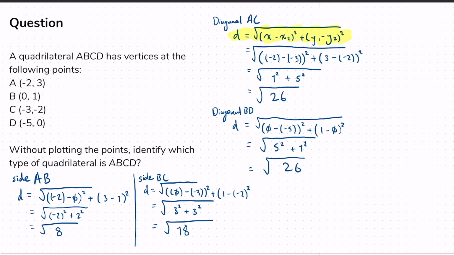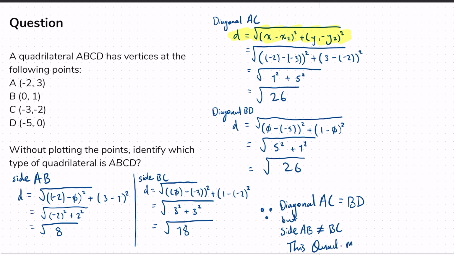Okay? Because diagonal AC equals BD, but side AB does not equal BC, this quadrilateral must be a rectangle.